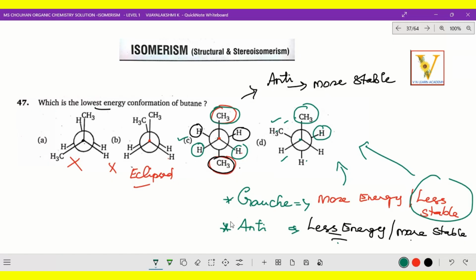I hope you got the clarity about the gauche position and anti position. The anti position is more stable with less energy, and the gauche position has more energy and is less stable. I hope you got the clarity. Come on, let's go to the next question.